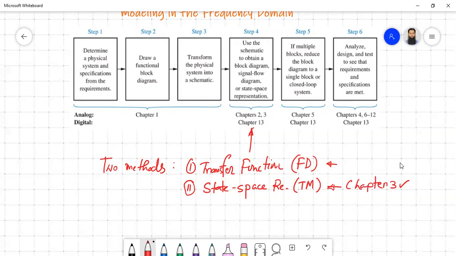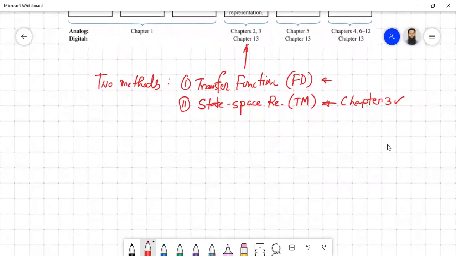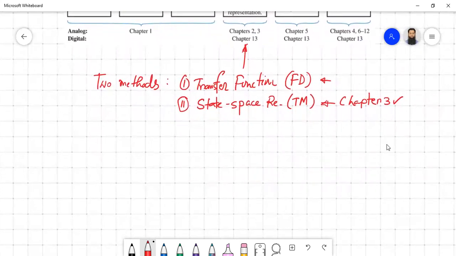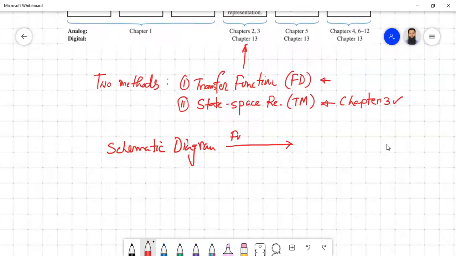Okay, so how can we obtain the mathematical model, that is, the methods to obtain the transfer function. So basically once you have the schematic diagram of the physical system, from the schematic diagram you have to go through fundamental physical laws. Then what you are going to get is your transfer function of the system.